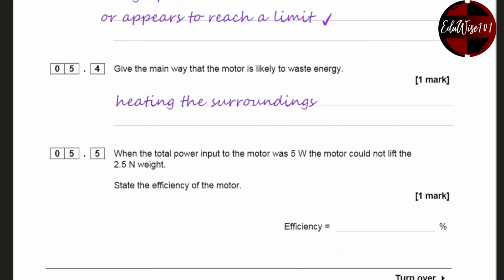5.5. When the total power output in the motor was 5 watt, the motor could not lift the 2.5 Newton weight. State the efficiency of the motor. Now, when the total input is 5 watt and it can't lift the weight, that means all the energy, that is this 5 watt of power, is actually going to waste because it's not lifting the weight at all. So the efficiency is basically 0.